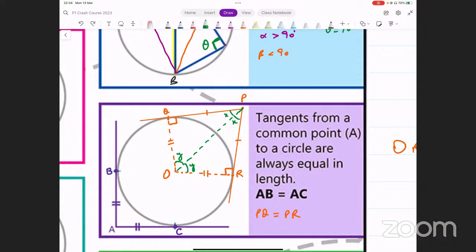Tangents coming from outside the circle are always equal. And you also need to know about these properties, that the shape becomes a kite. All right, and this is how the angles are related.